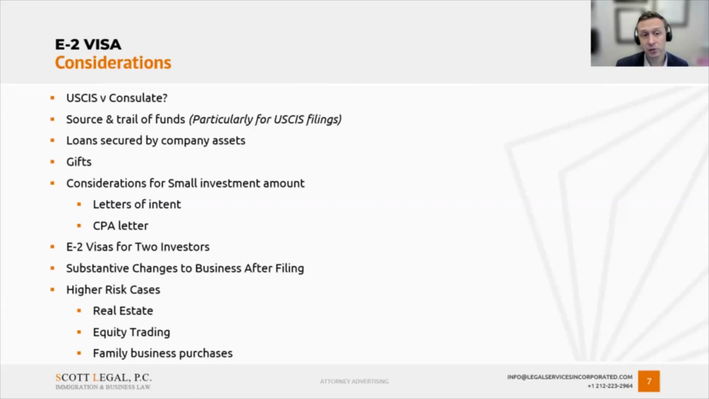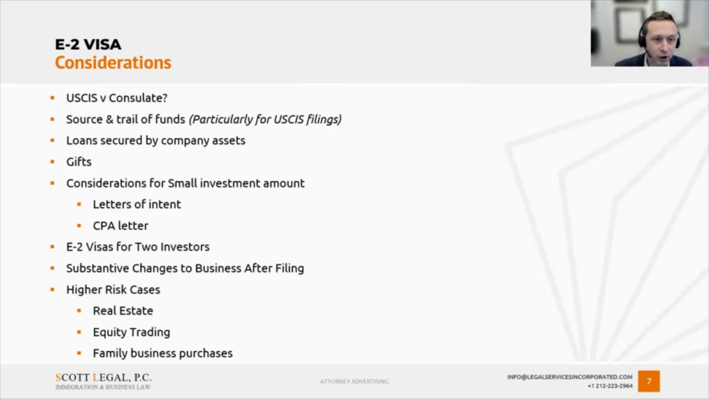Similarly, a CPA letter, so a letter from a certified public accountant, can be very helpful as well if the accountant is willing to say this applicant has invested $50,000 or $60,000, but in my experience as a CPA, that amount is sufficient to start a business of their type, whether that's a consulting business, a law firm, whatever it is. A CPA letter can be helpful.